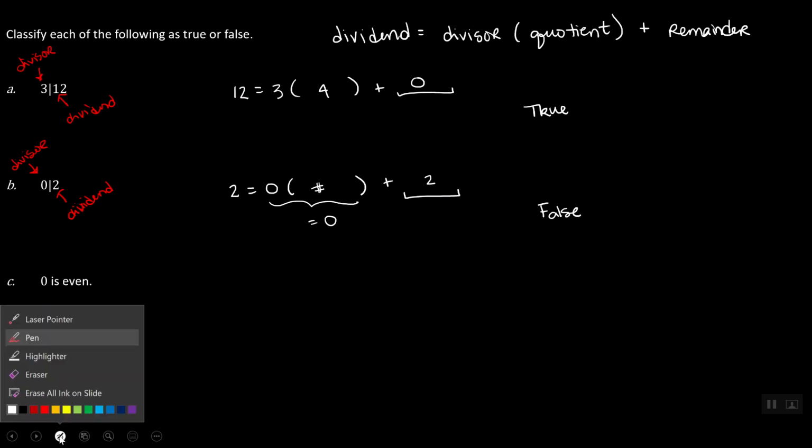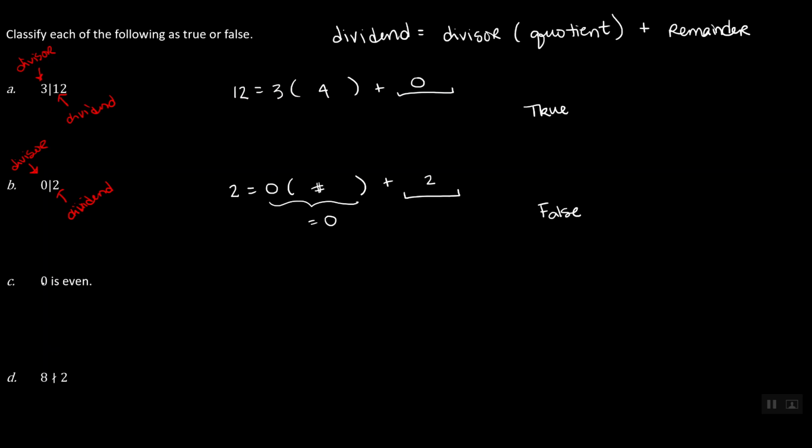Moving on to our next example, we see 0 is even. We want to classify that as a true or false statement. We know that all even numbers are divisible by 2.